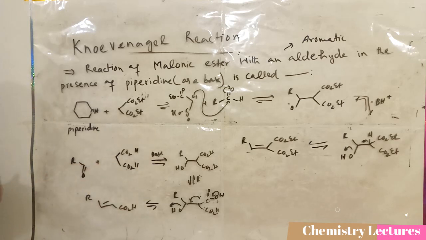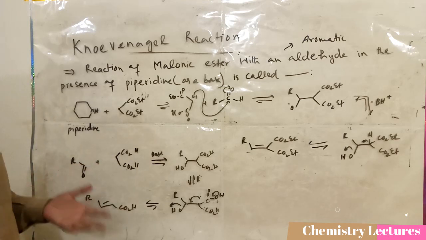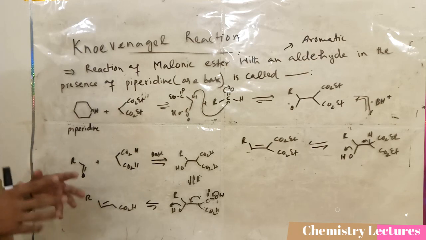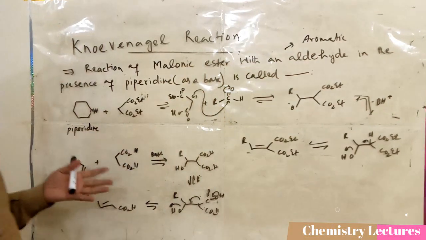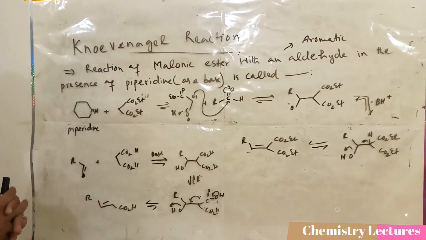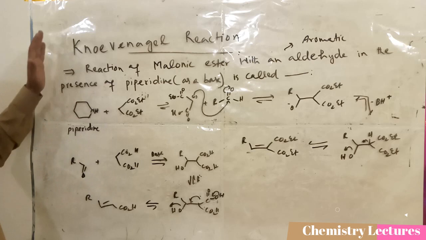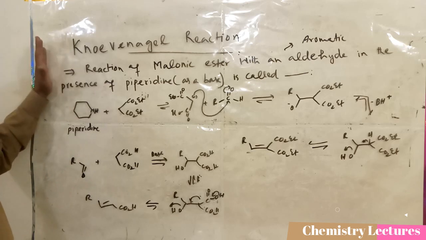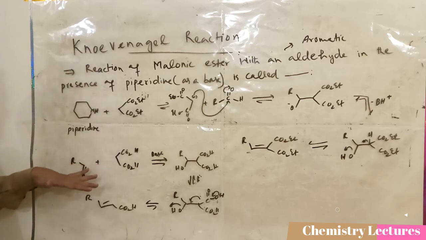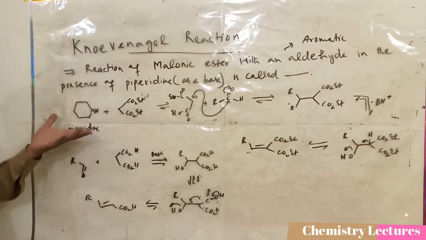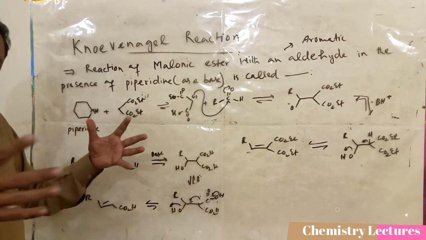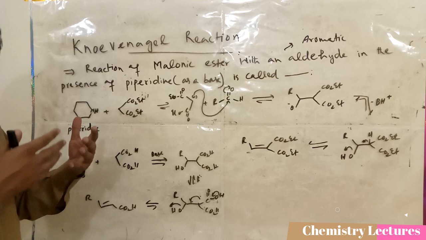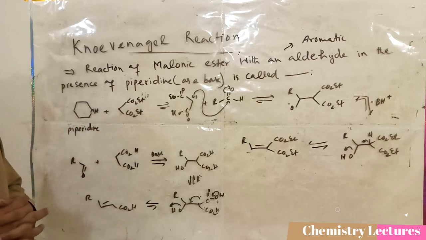Now, why will the ketone not react? Because the ketone has a less activated carbon, so the malonic ester carbon will not attack the keto group, and the keto group is also sterically hindered, so it will not react with malonic esters. So the Knoevenagel reaction takes place only with aldehydes, preferably aromatic aldehydes, and with malonic esters or malonic acids in the presence of a special base called piperidine, to give you this product in which the aldehyde and malonic ester attach to each other, and you get the lengthened chain.